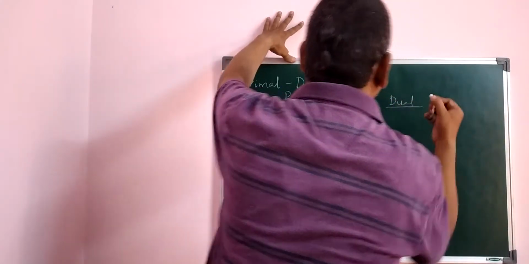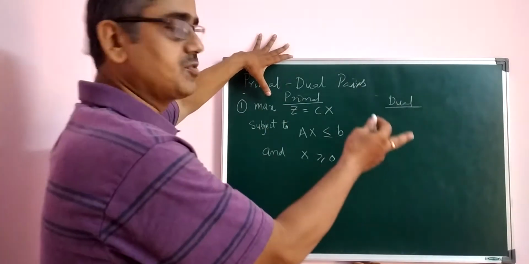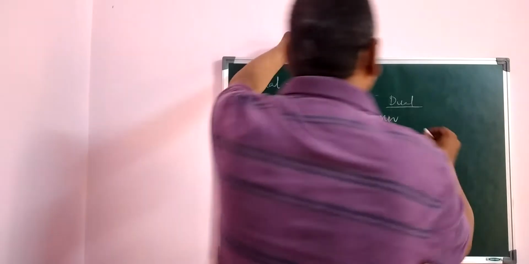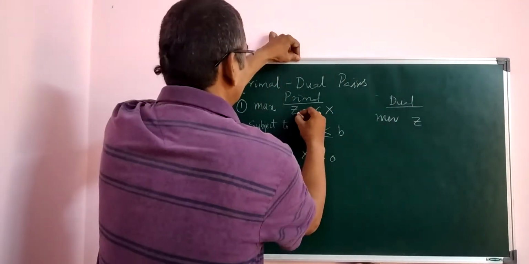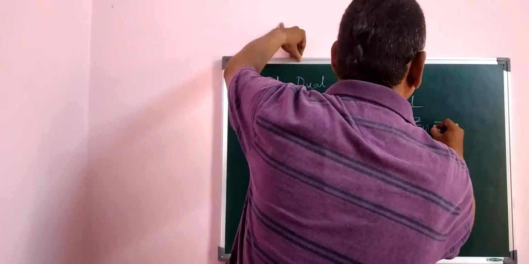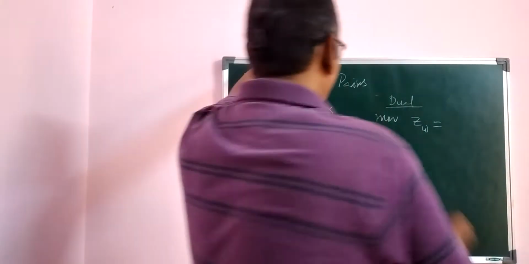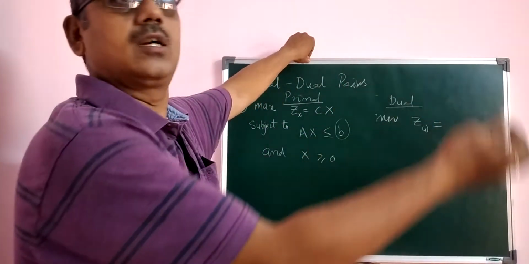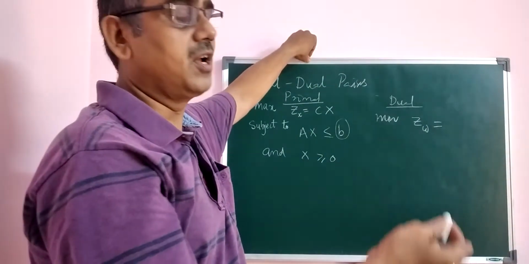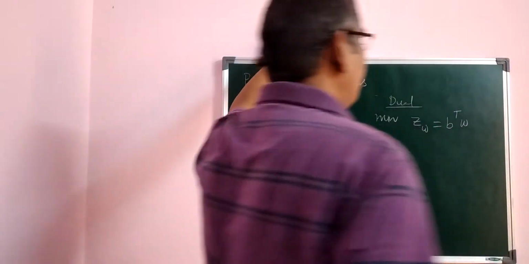Dual LPP. I write the dual here. If the primal is a maximization objective function, then it becomes minimization in the dual. For the variable, I consider omega, so the objective is z omega = b transpose omega. The right-hand side b becomes the cost vector in the objective function. The variable is omega: b transpose omega.